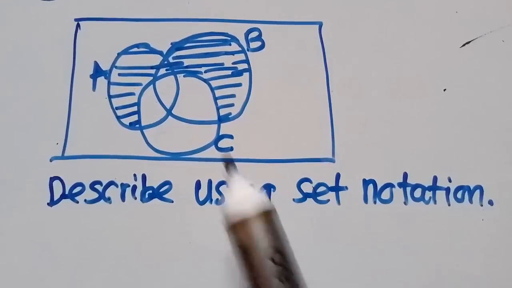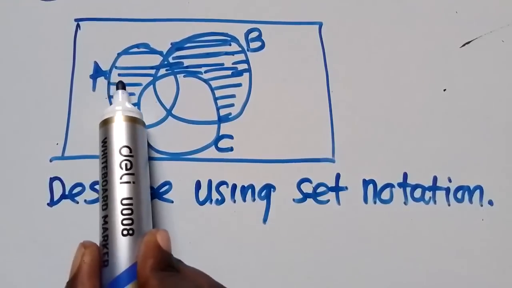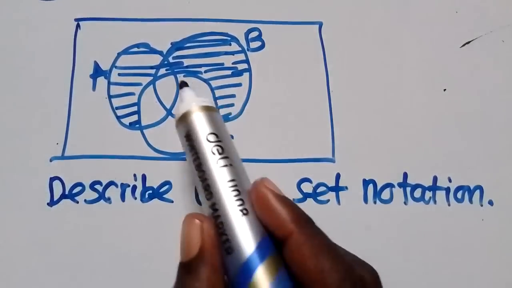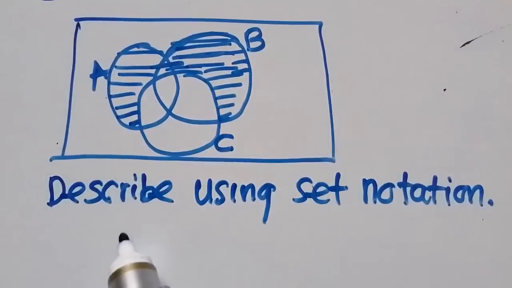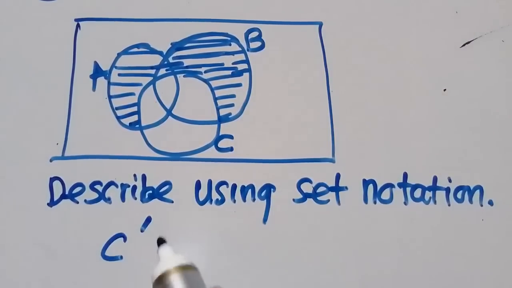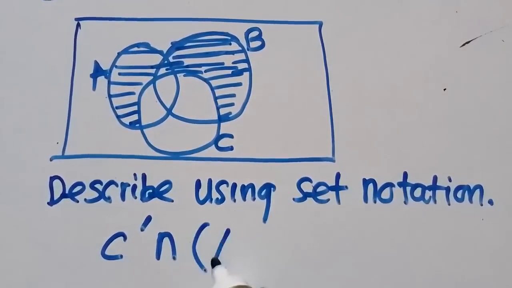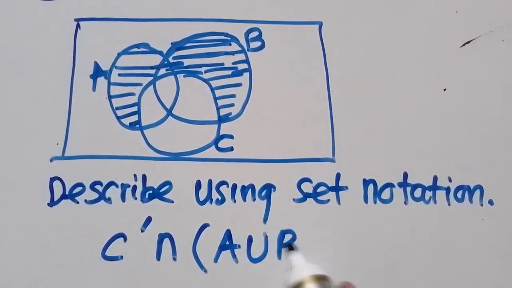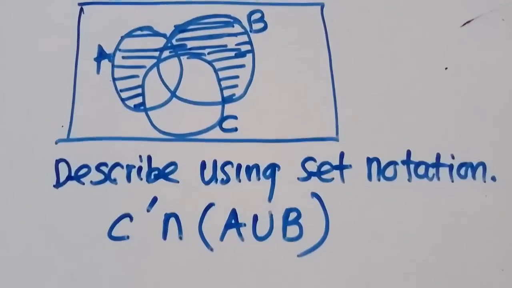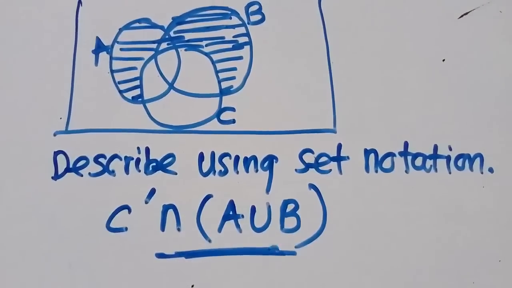You see, they just want what is in A and B. They don't want what is in C. So this is C complement. Then intersection, these are just intersecting. Then you say A union B. Like this. You are done. So this is how you need to answer it.